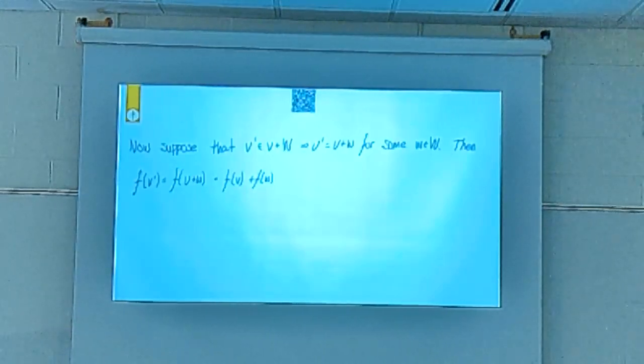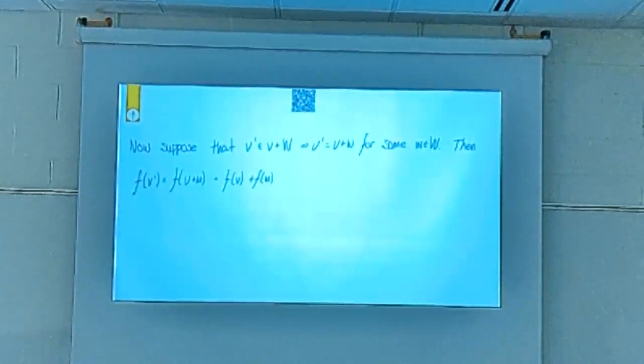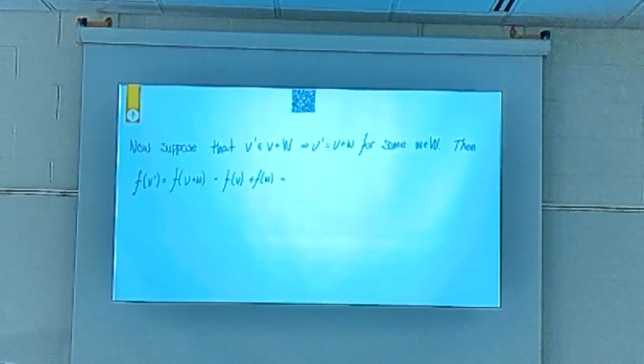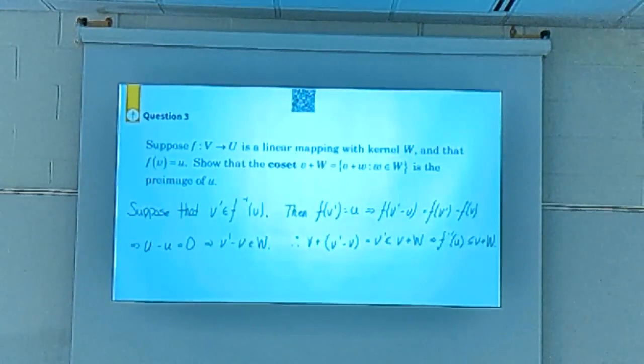Right now, f of v prime would have to be f of v plus w, right? We know that v prime is v plus some element of the kernel. By properties of linear transformations, that's f of v plus f of w. But what's f of v? Has to be u by definition. Right? We said that f of v equals u. What's f of w?